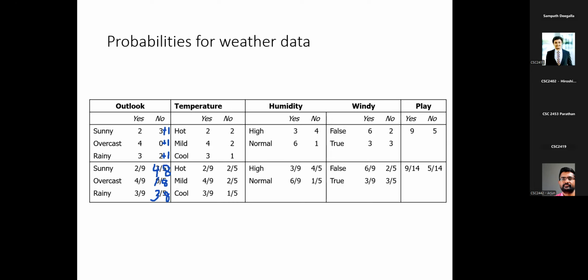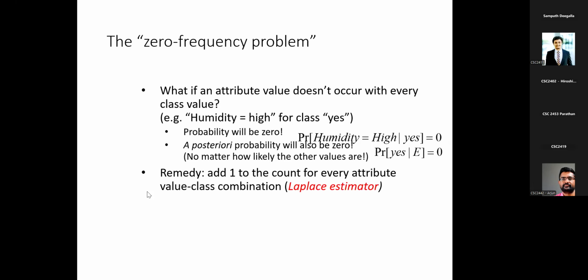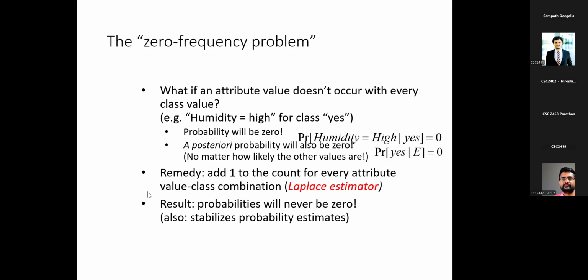Right. Going back to the next one. So now we have understood how to handle this. This is what we call the Laplace estimator. Now, having said that, your probabilities will never be 0 because you can handle those.